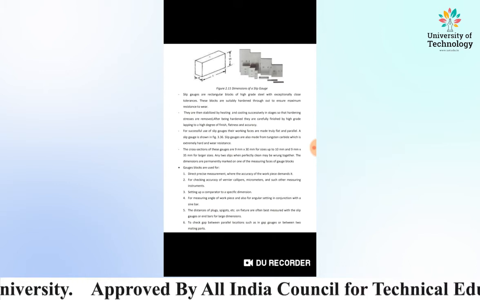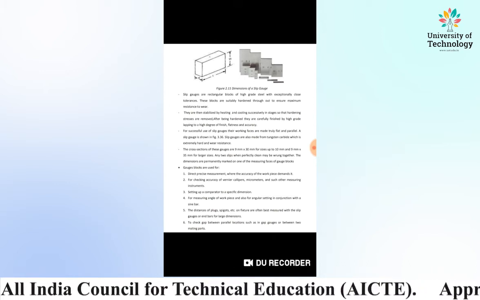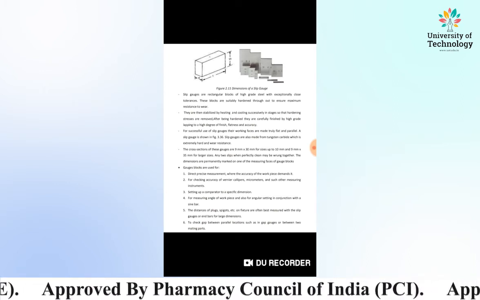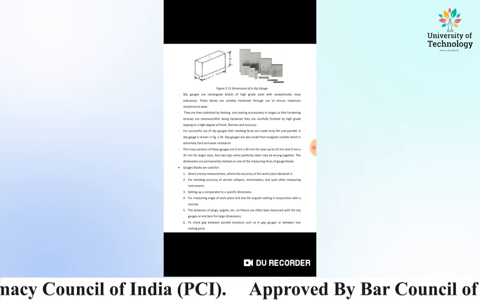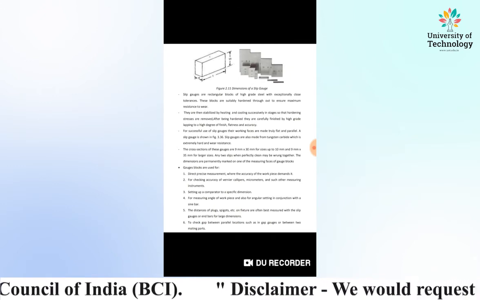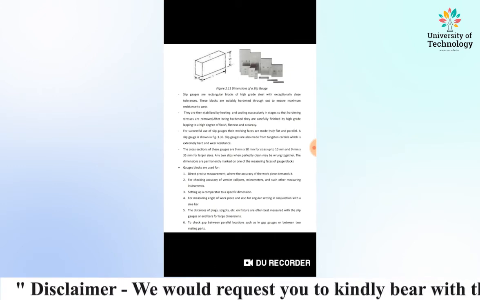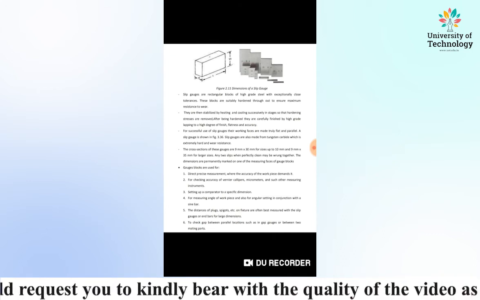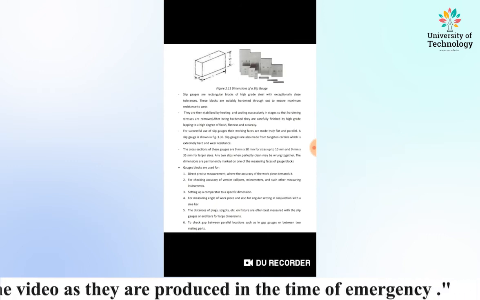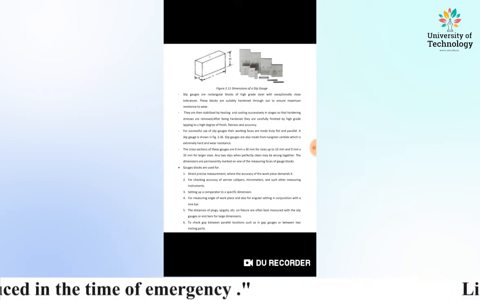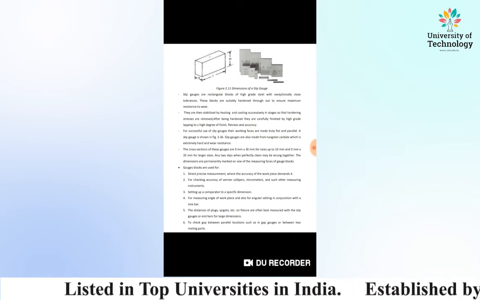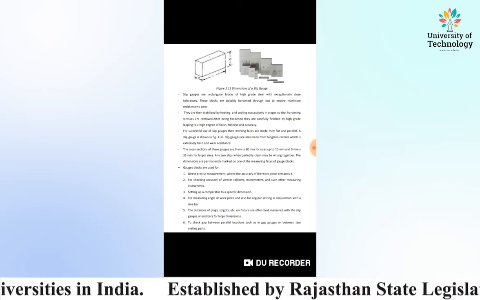Slip gauges are rectangular blocks of high grade steel with exceptionally close tolerance. They are then stabilized by heating and cooling successively in stages so that hardening stresses are removed. The cross sections of these gauges are 9 mm by 30 mm for sizes up to 10 mm and 9 mm by 35 mm for the larger sizes.